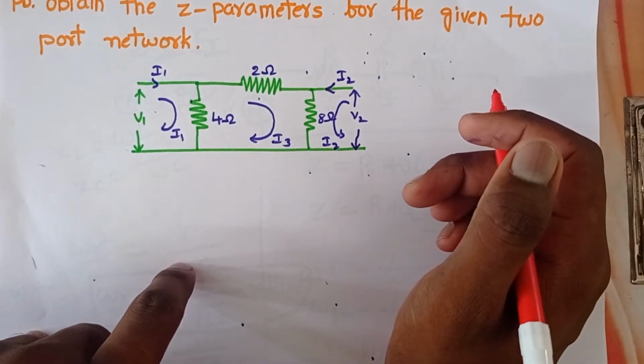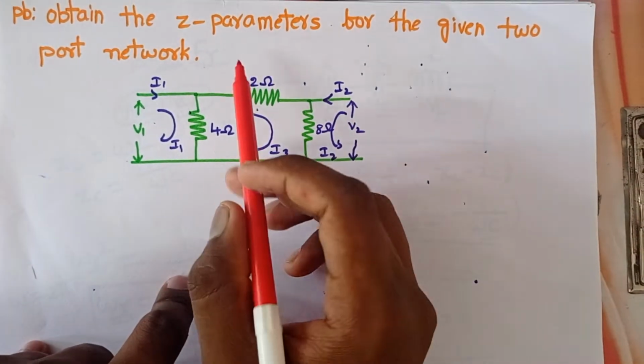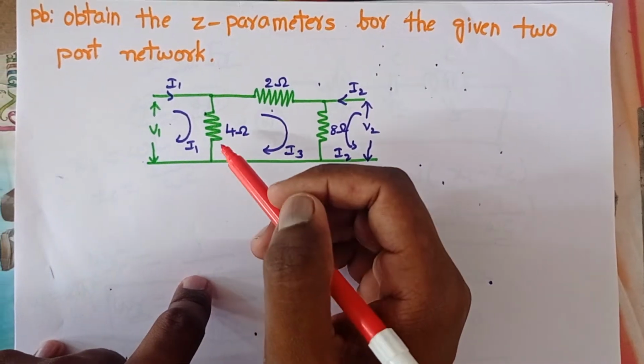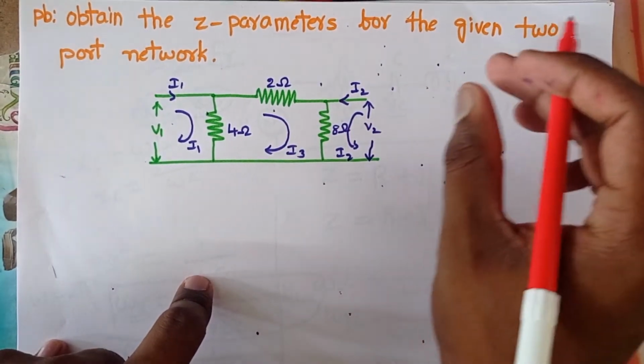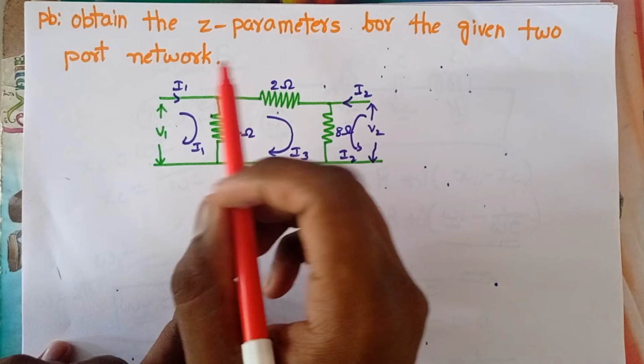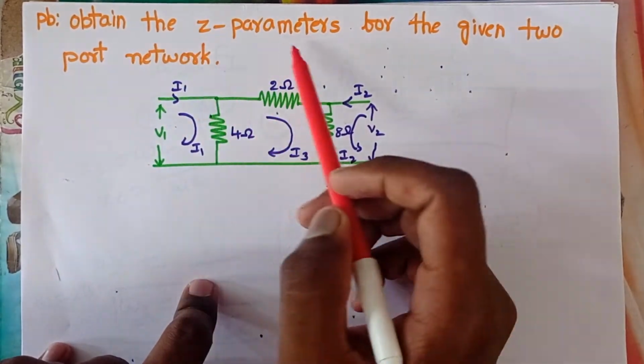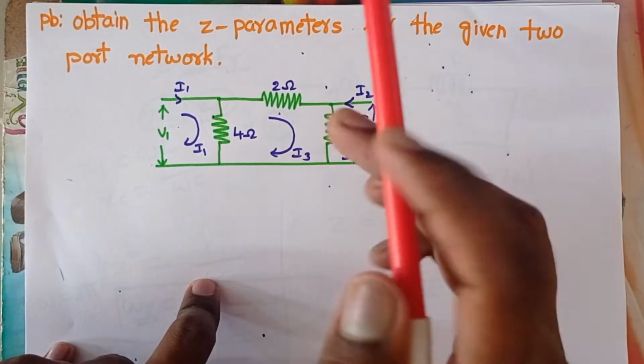Hello friends, in the last video we discussed Z parameters. In this video we will do one problem on Z parameters. Okay, let's see the problem. Obtain the Z parameters for the given two-port network.